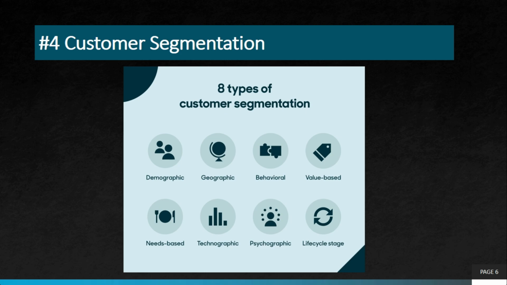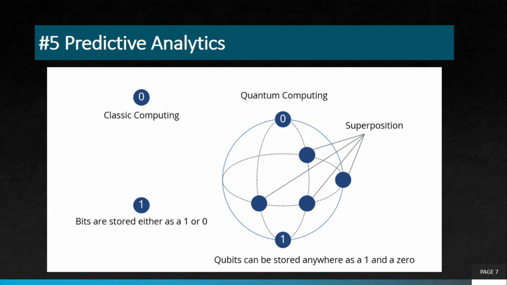The next one is customer segmentation. When we say customer segmentation, we have different ways. If you can see on the screen, it is demographic, geographic, behavioral. Then value-based is also there. Then we have need-based, technographic-based, psychographic, and life cycle stage. If you are separating customers based upon these eight different segments, certainly you will need a lot of processing, right? Quantum computing can be used to analyze customer data and identify customer segments, enabling businesses to tailor their marketing strategies. So you can target the right audience wherever required with the help of quantum computing.